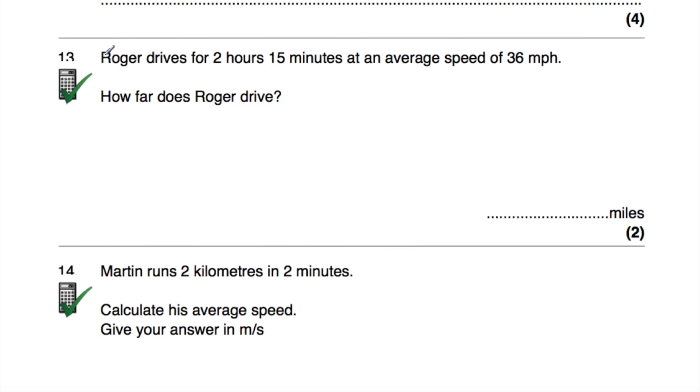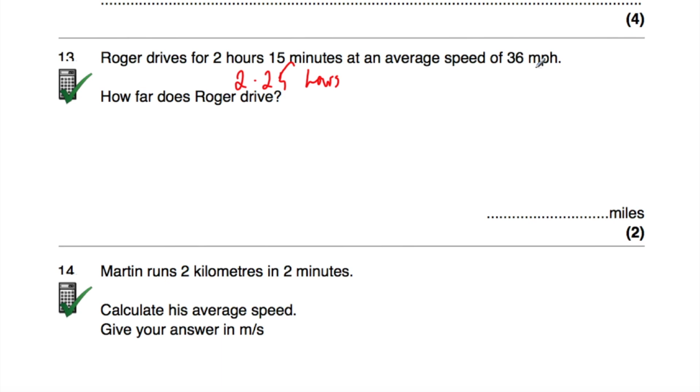Okay, let's have a look at our next question, question number 13. Question number 13 says, Roger drives for 2 hours and 15 minutes at an average speed of 36 miles per hour. How far does Roger drive? To do this question, I'm going to change the time into hours, because at the minute it's hours and minutes. So we've got 2 hours, and then 15 minutes is a quarter of an hour, and a quarter, remember, is 0.25. So that'll be 2.25 hours. That's how long Roger was driving for.